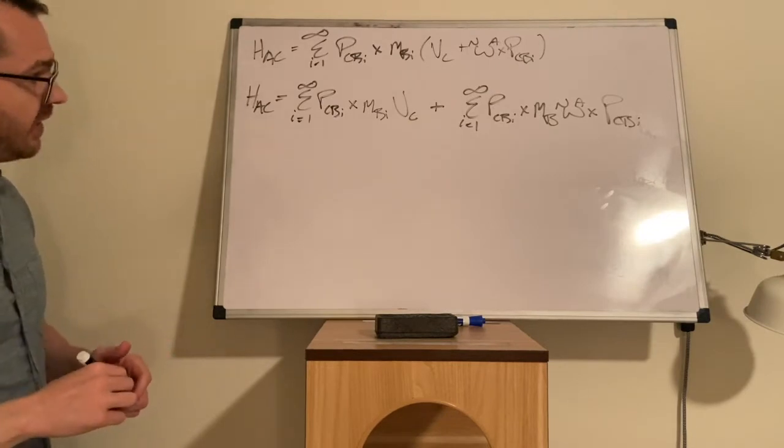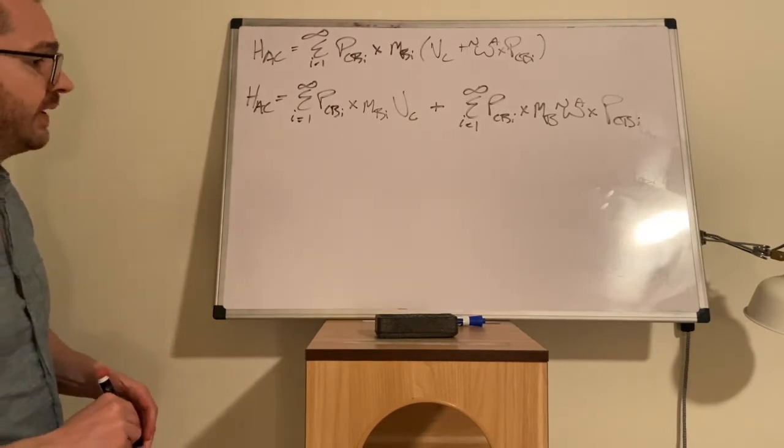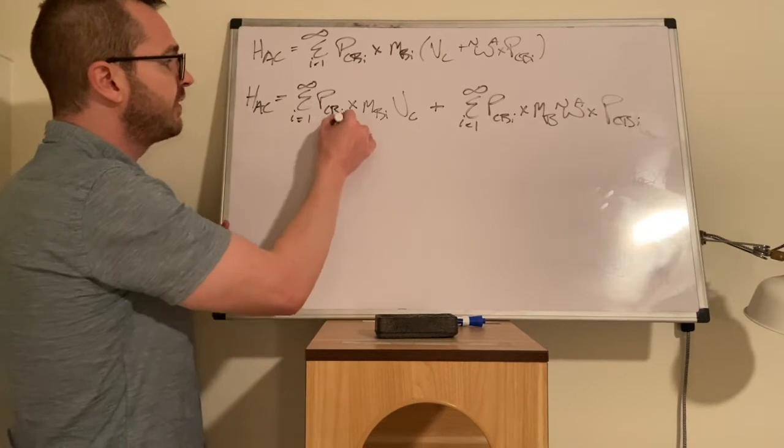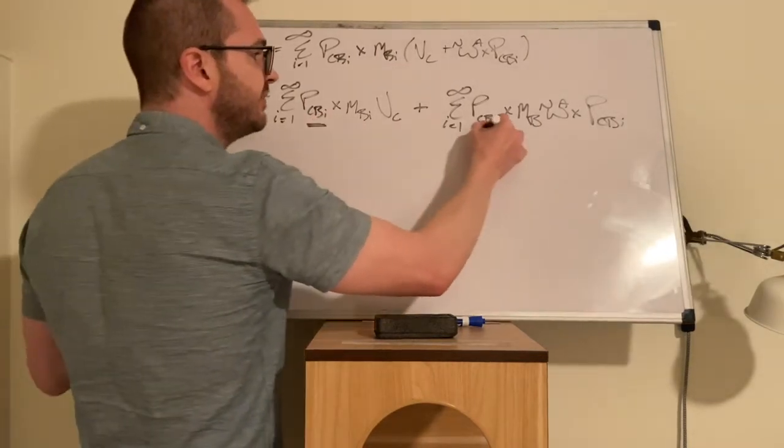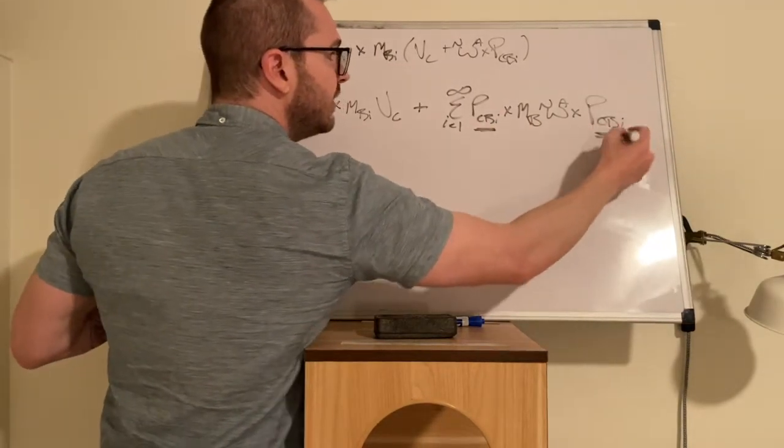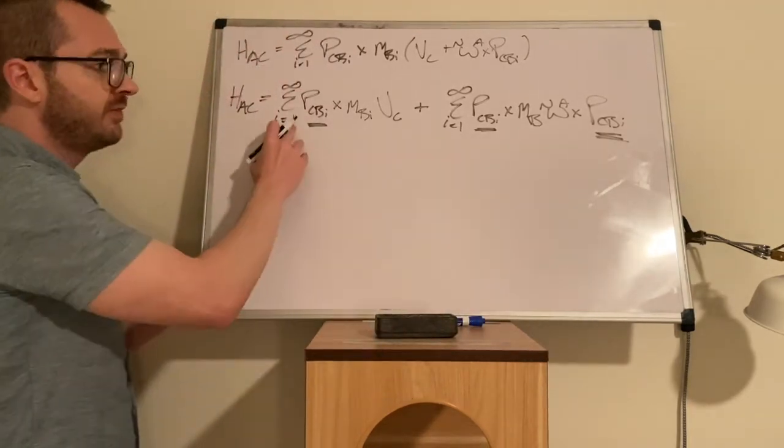All right, what are we going to do next? Well, next, let's focus in on this position vector P_CBi, P from C to B sub i.